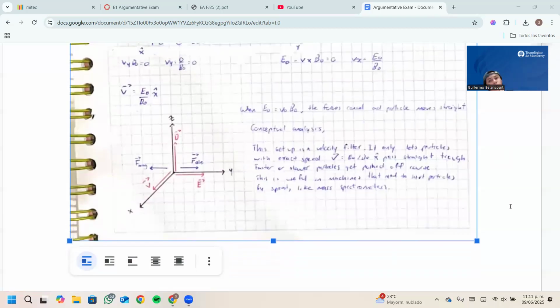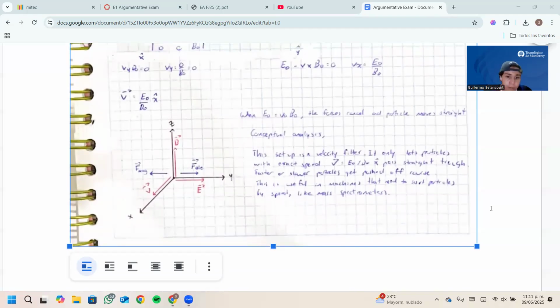And in the conceptual analysis, this setup is a velocity filter and it only lets particles with exact speed equal to the speed that we have pass straight. Faster or slower particles get pushed off of this course. This is useful in machines that need to sort particles by speed, like mass spectrometers.